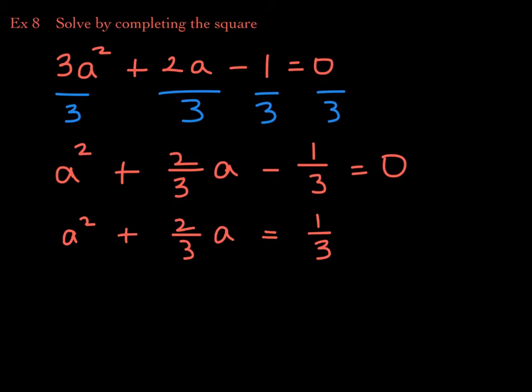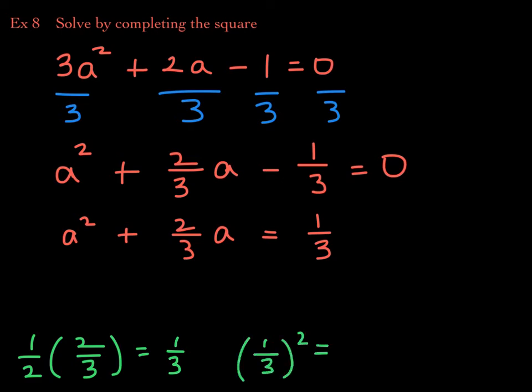Now that the leading coefficient is 1 and the variable terms are isolated, I am ready to complete the square. I take half of the coefficient of the first degree term, half of 2/3, that is. Remember, this is the first degree term and the coefficient is 2/3. Half of 2/3 is just 1/3. Don't forget, we need to square the result. 1/3 squared, which means 1/3 times 1/3, is 1/9.